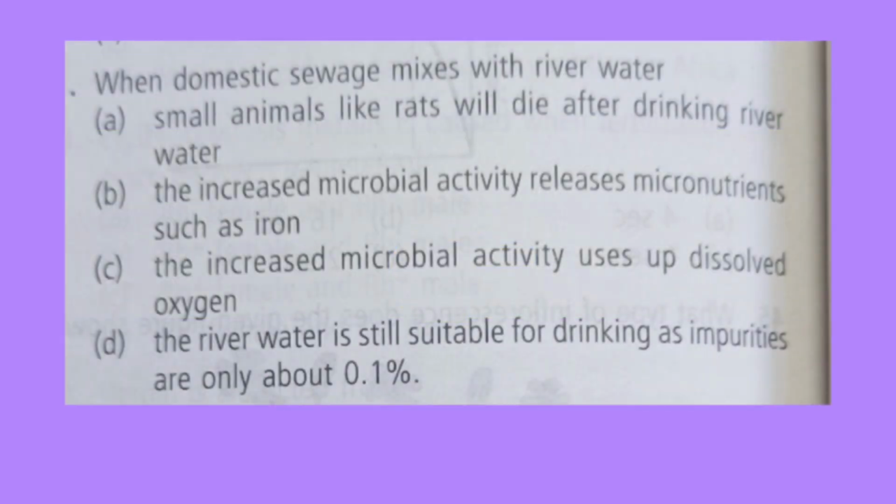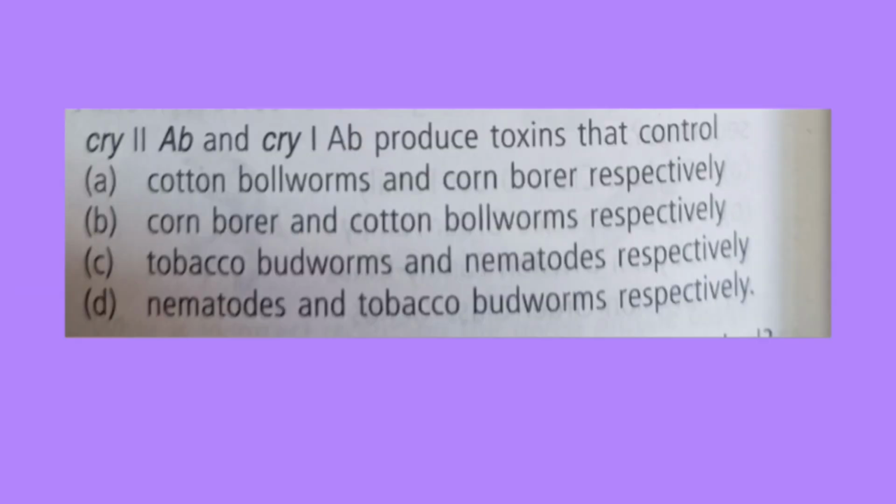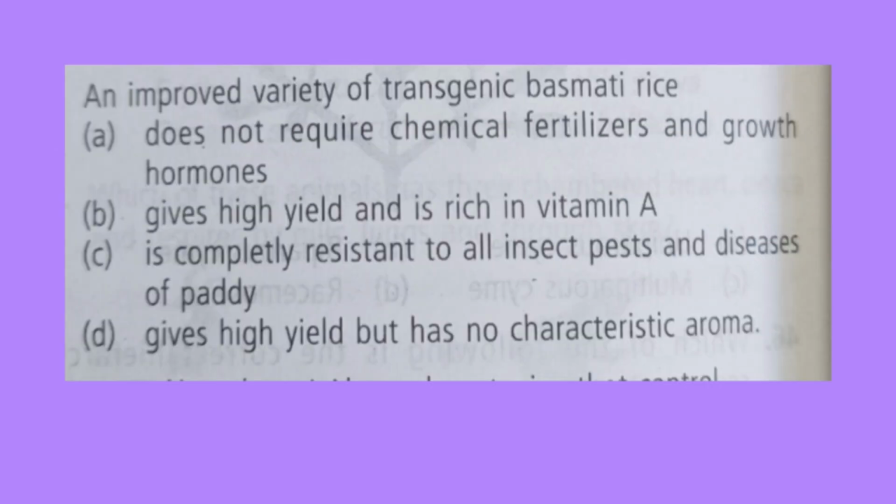When domestic sewage mixes with river water? And the correct answer is option C, the increased microbial activity uses up dissolved oxygen. So the next question is, Cry2AB and Cry1AB produce toxin that control? So the correct answer is option A, cotton bollworms and corn borer respectively. And the next question is, an improved variety of transgenic basmati rice, and the correct answer is option B, gives high yield and is rich in vitamin A.